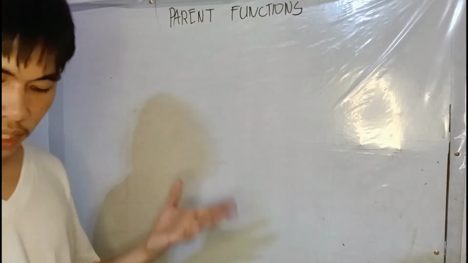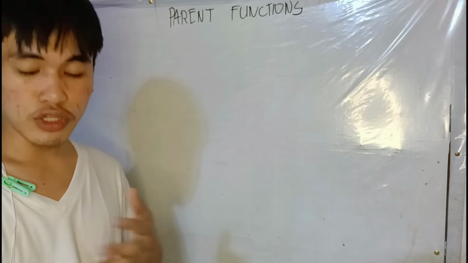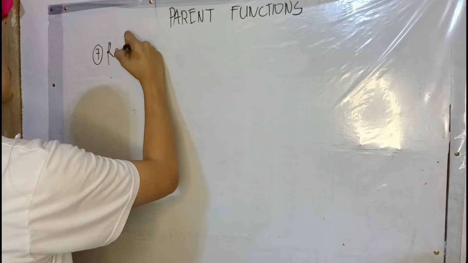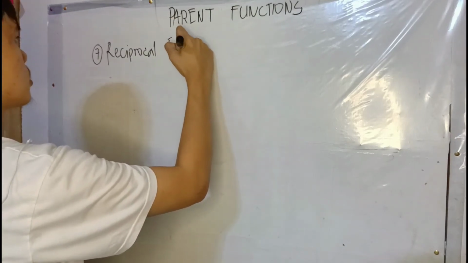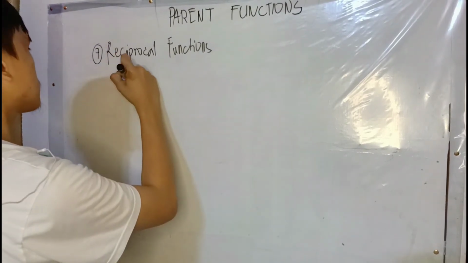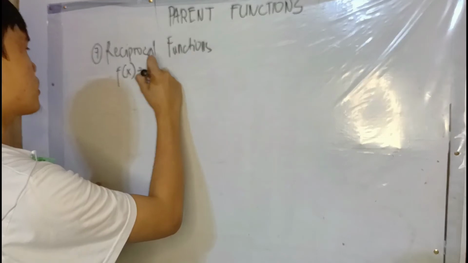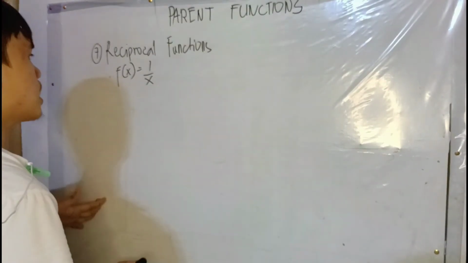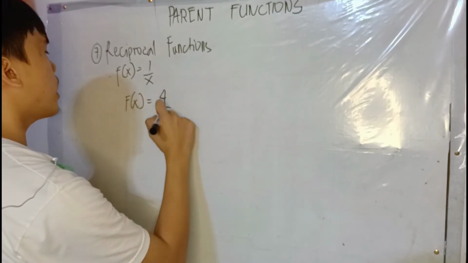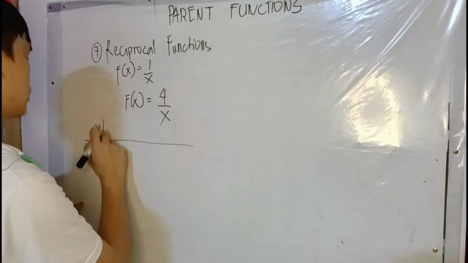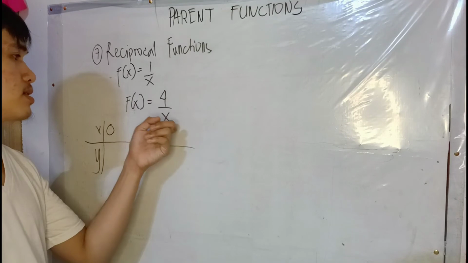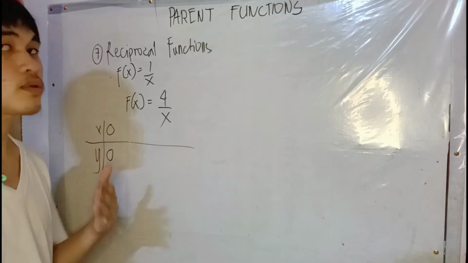Then our next is the reciprocal function, which is number 7. Okay, so f of x is 1 over x. So, makita tayong example. Like, we say f of x is equal to 4 over x. So, our x here, for example, 0. 4 divided by 0 is 0. Diba?